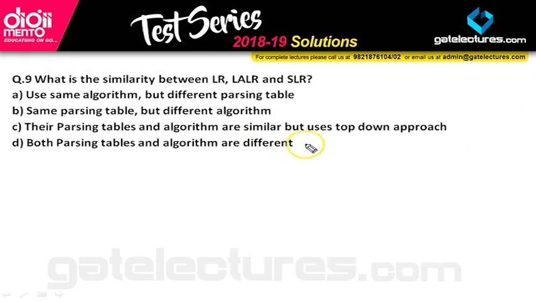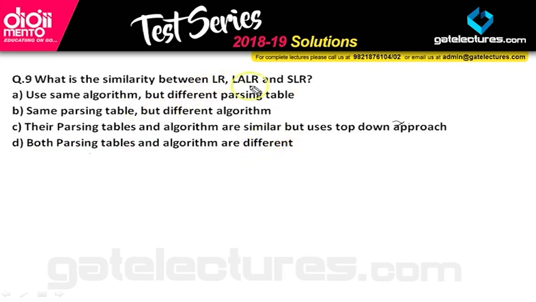We have the next question, which says: what is the similarity between LR, LALR and SLR parsers? The options given are: they use the same algorithm but different parsing table; they use the same parsing table but different algorithm; or their parsing tables and algorithms are similar but use a top-down approach. This is clearly wrong. They use the bottom-up approach. And D option says both parsing table and the algorithm are different.